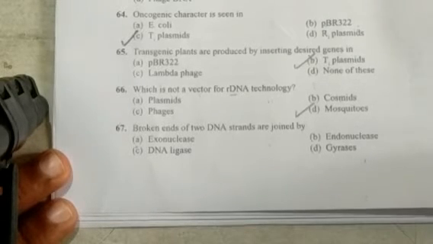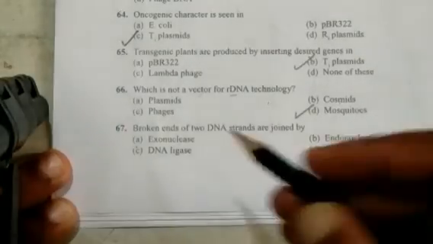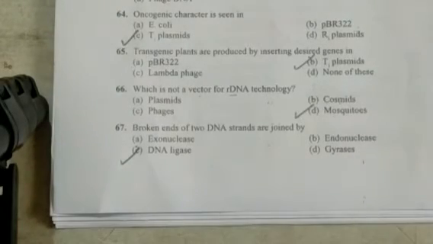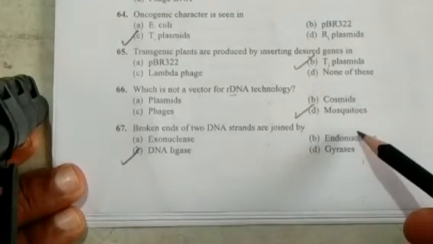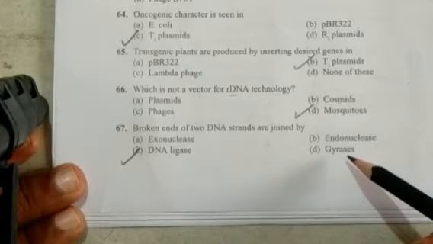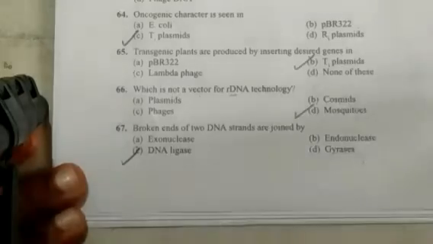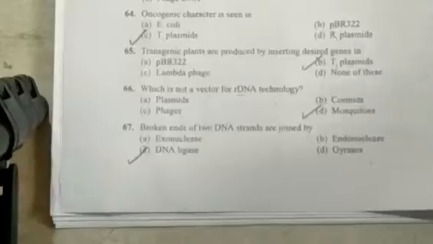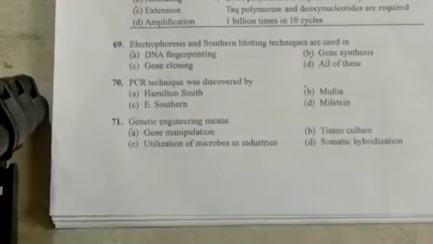Broken ends of two DNA strands are joined by, joining is nothing but ligation, thereby DNA ligase. Khurana is the scientist who found out, who discovered this ligase enzyme. Exonucleases you know, endonuclease also you know, gyrase also you know. Unwinding is nothing but gyrase. Endonuclease cuts inside, exonuclease cuts from outside. So DNA ligase joins the two DNA strands at the sticky ends. That process is known as the ligation process.